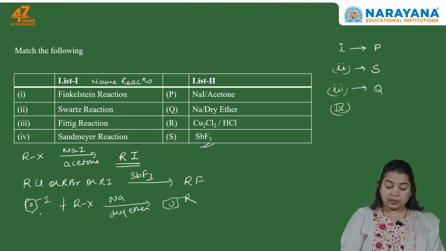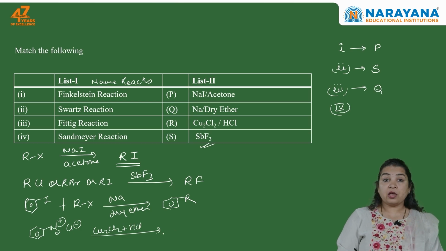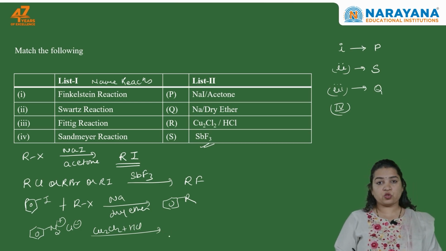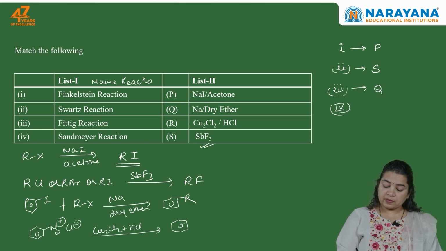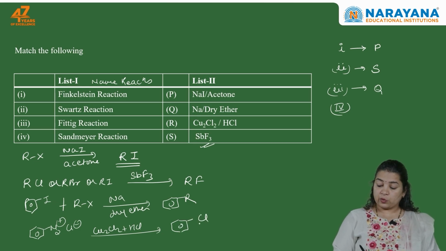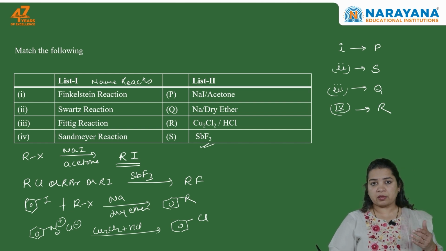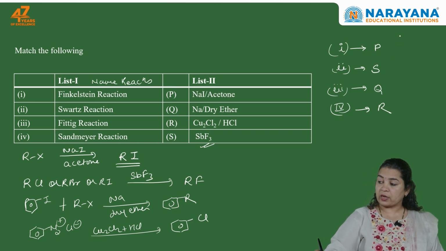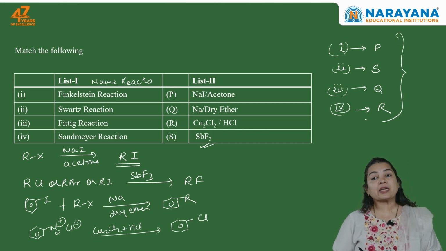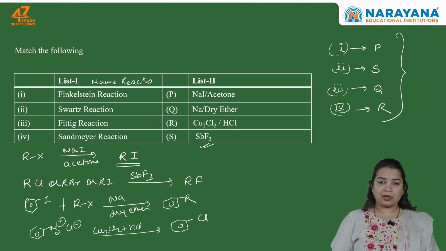Moving to fourth, that is Sandmeyer reaction. Sandmeyer reaction is of diazonium compound, N2 plus Cl minus. We treat it with Cu2Cl2 plus HCl. You can have Cu2Br2 plus HBr or cyano and we get the corresponding product. Here chlorobenzene, so 4 goes with R. There must have been some options which are still not available with us in the exact format. So whatever the options are, this should be the correct match for the 2 columns.